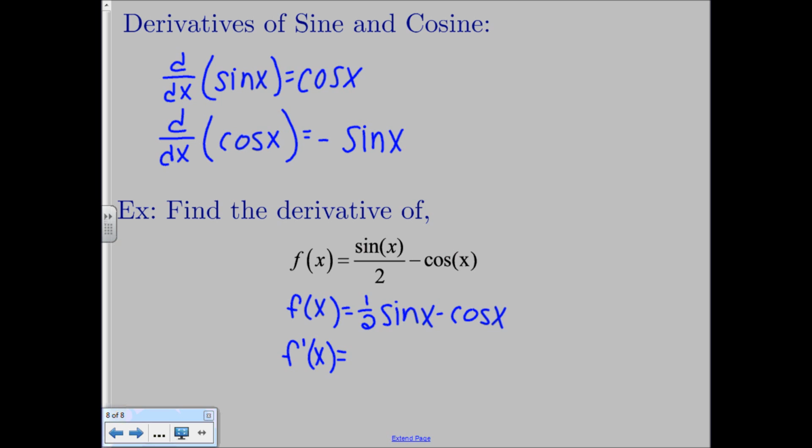1/2 is just a coefficient, so we're just going to leave it outside. Multiply by the derivative of the sine of x, which looking up is cosine of x, minus the derivative of the cosine of x. So minus the sine of x. So simplifying, we're going to get f prime of x equals 1/2 times the cosine of x plus sine of x.